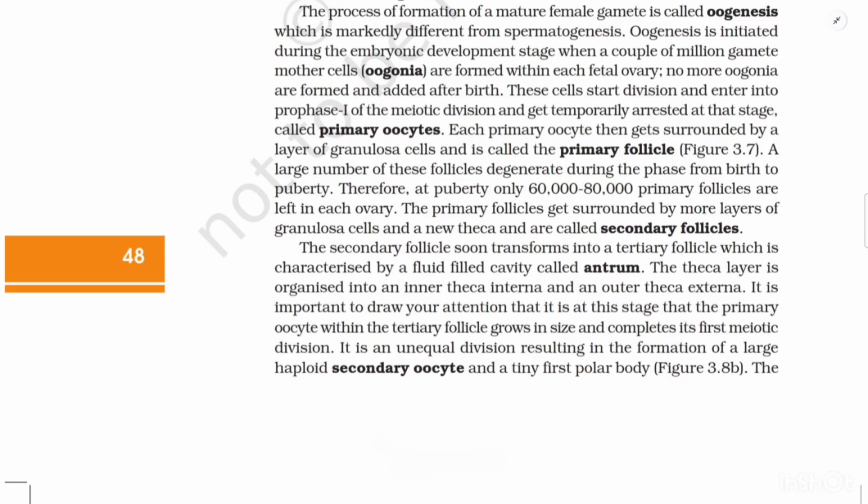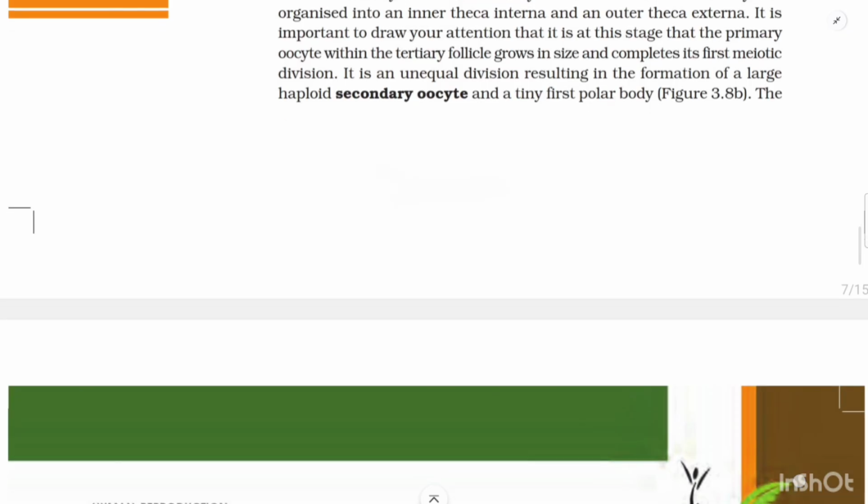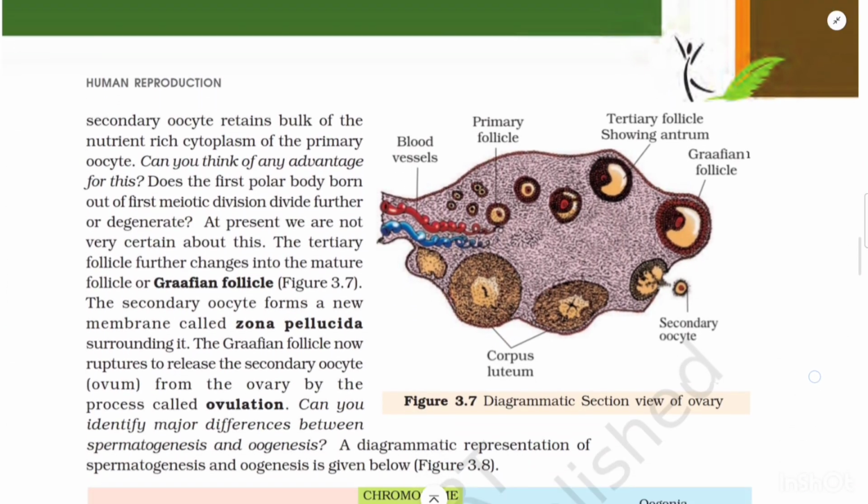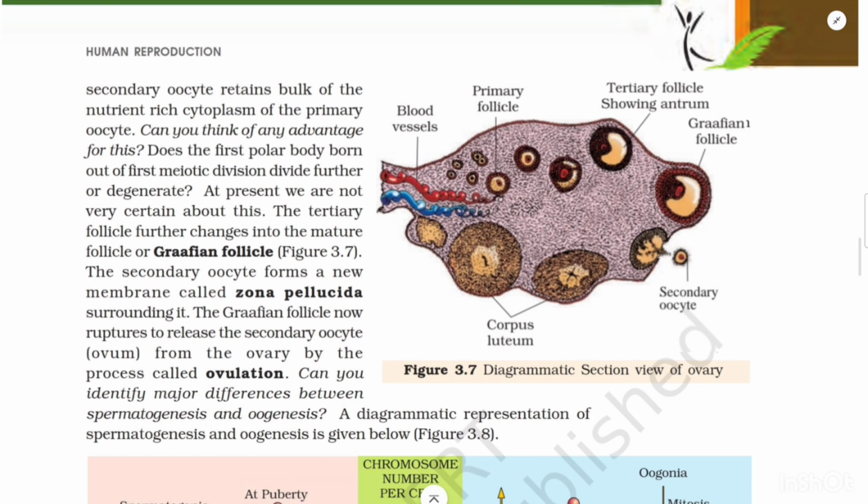It is an unequal division resulting in the formation of a large haploid secondary oocyte and a tiny first polar body. The secondary oocyte retains bulk of the nutrient-rich cytoplasm of the primary oocyte. Can you think of any advantage for this? Does the first polar body, born out of first meiotic division, divide further or degenerate? At present, we are not very certain about this.